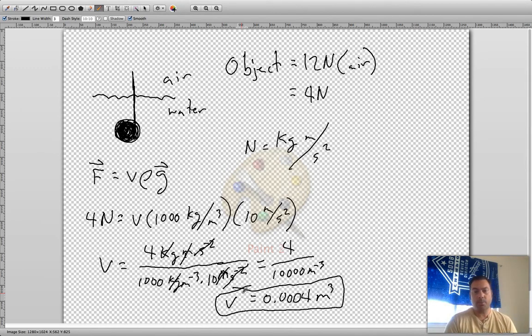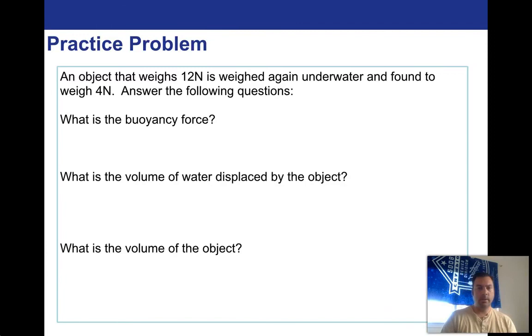Okay, so we're asked one more question. We got 4/10,000 meters cubed as our volume. That may not seem like a very large volume, but it's something. It's maybe the size of an apple. So we figured out that the volume of the water displaced by the object is 4/10,000 meters cubed. What is the volume of the object? Hey, we know that too. The volume of the object is exactly the same, 4/10,000 meters cubed. That's Archimedes' principle.